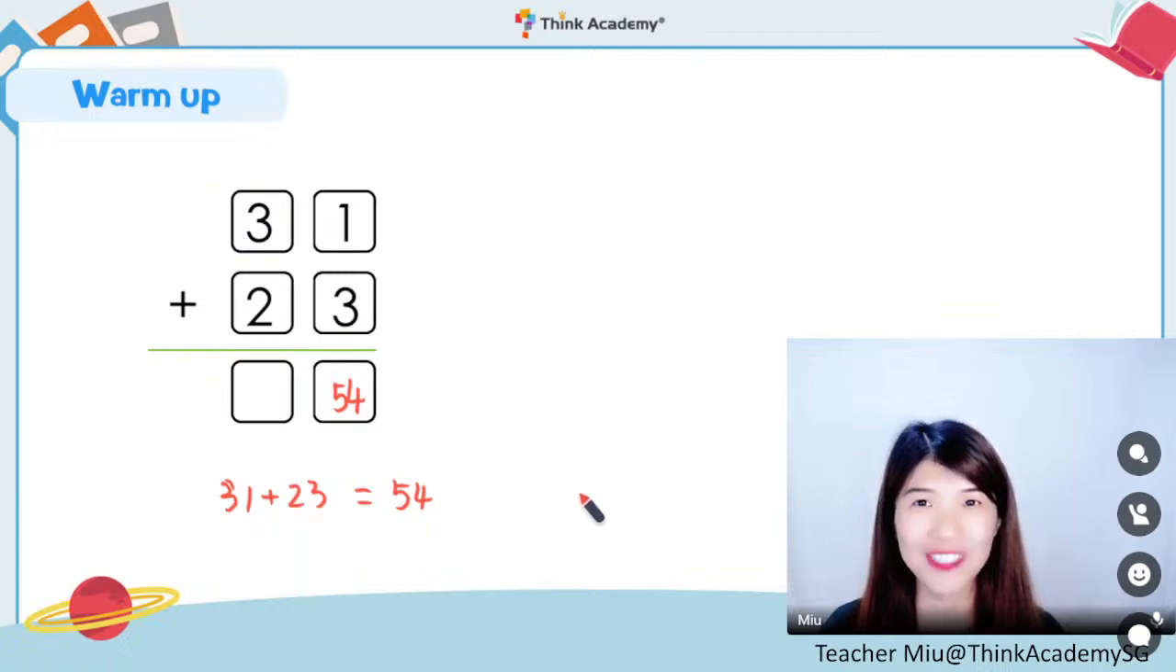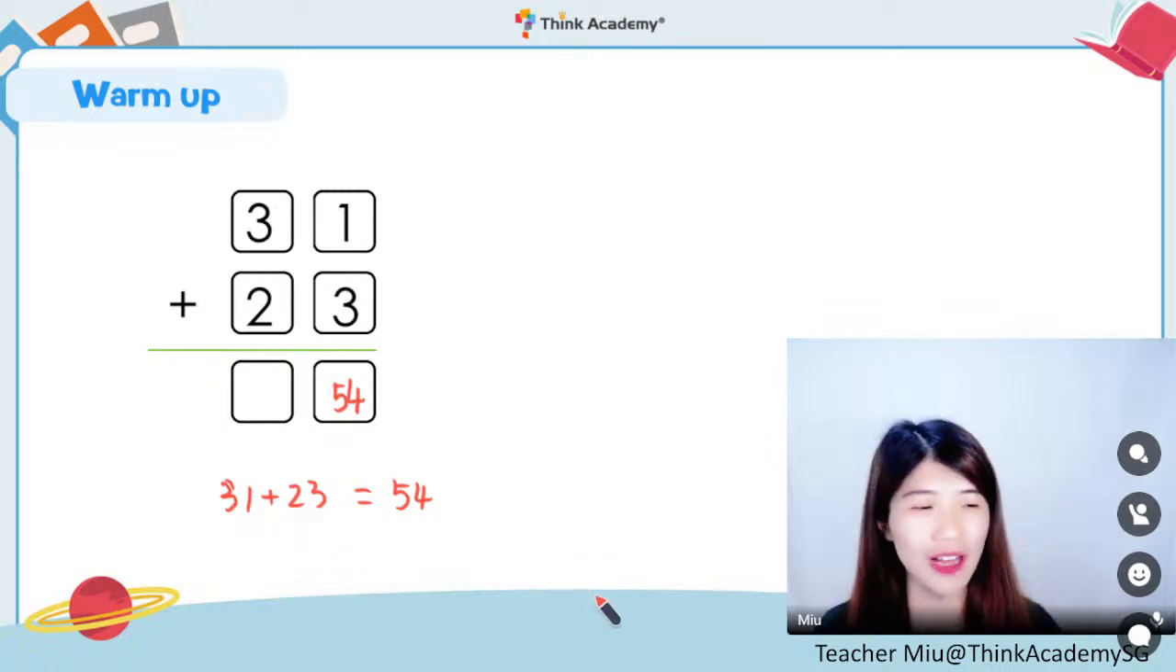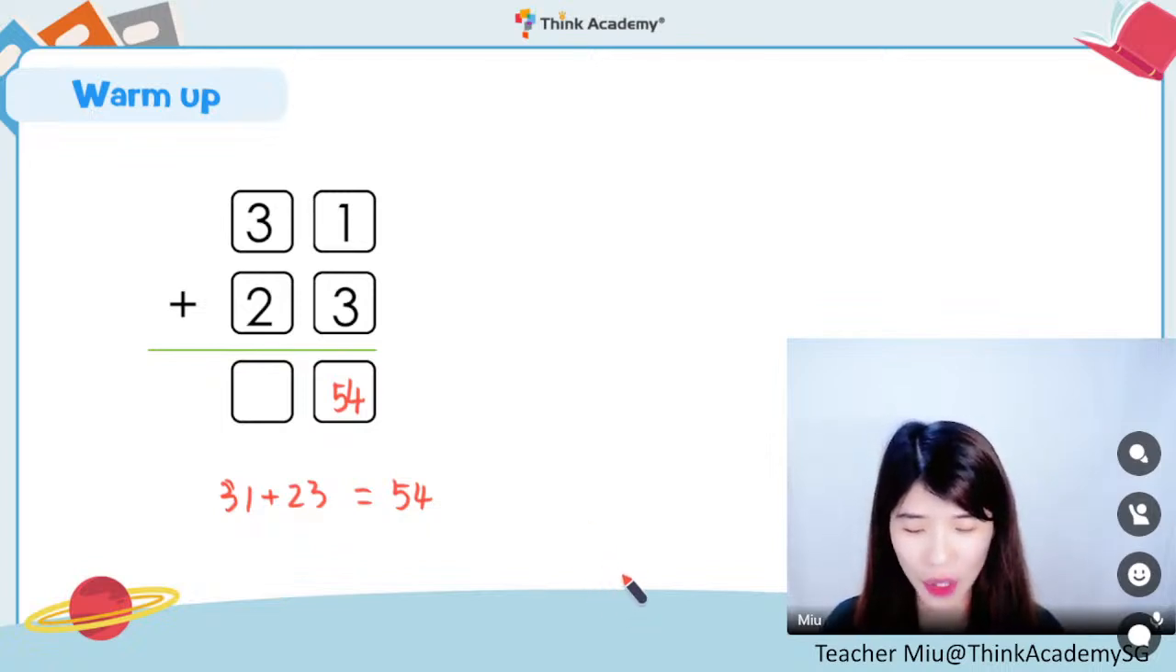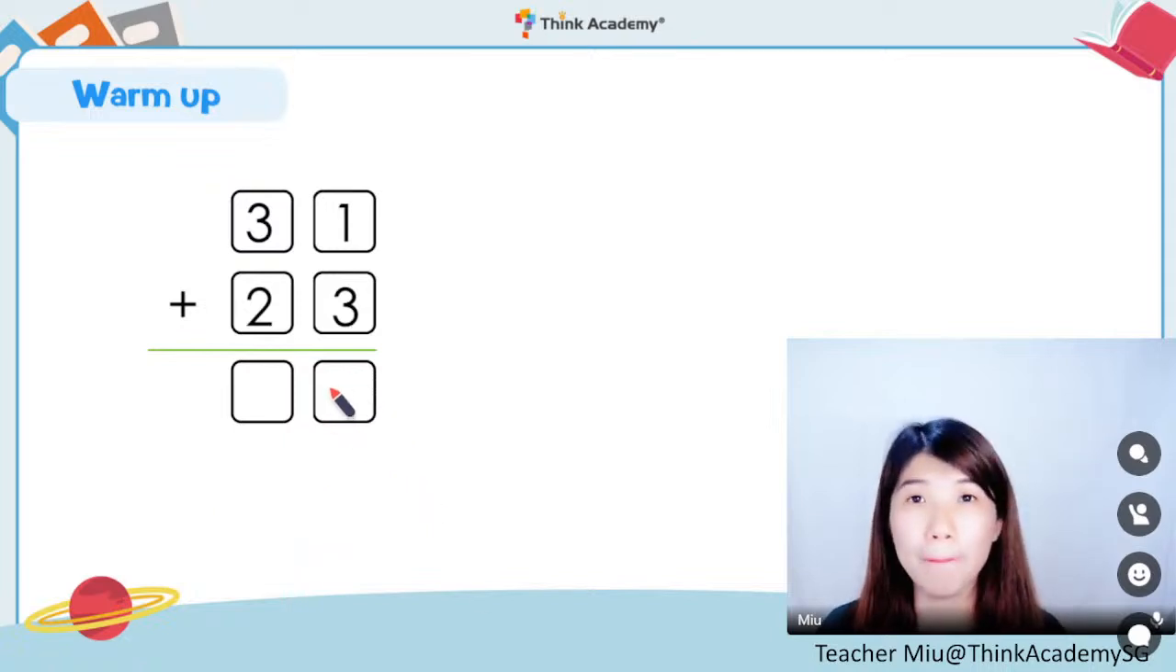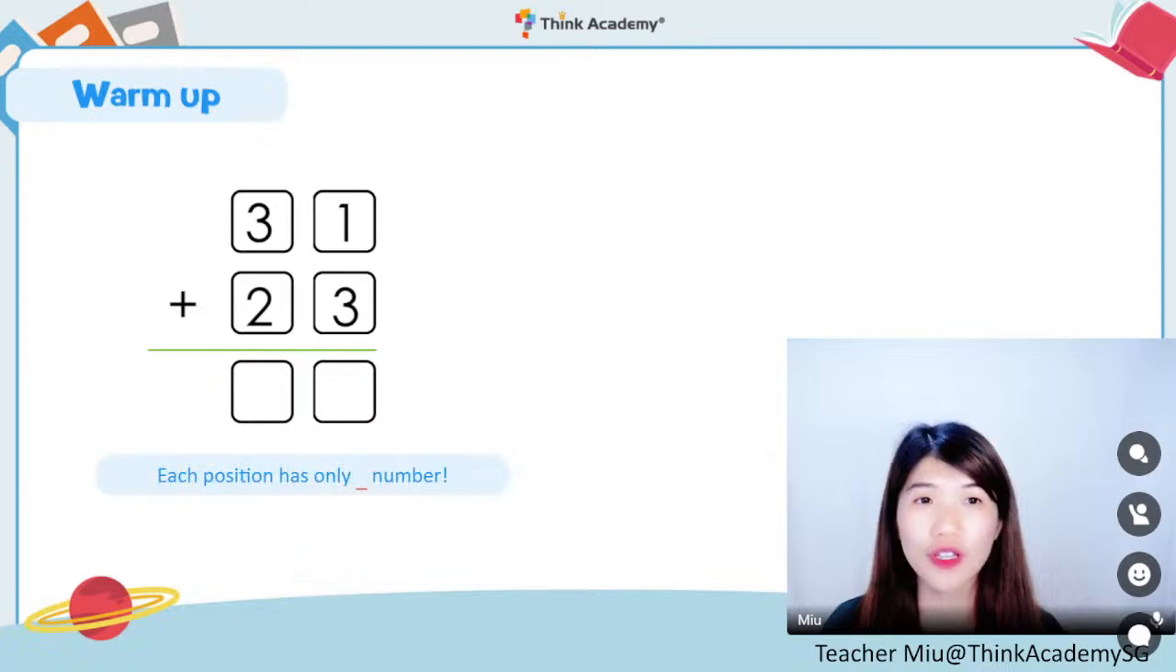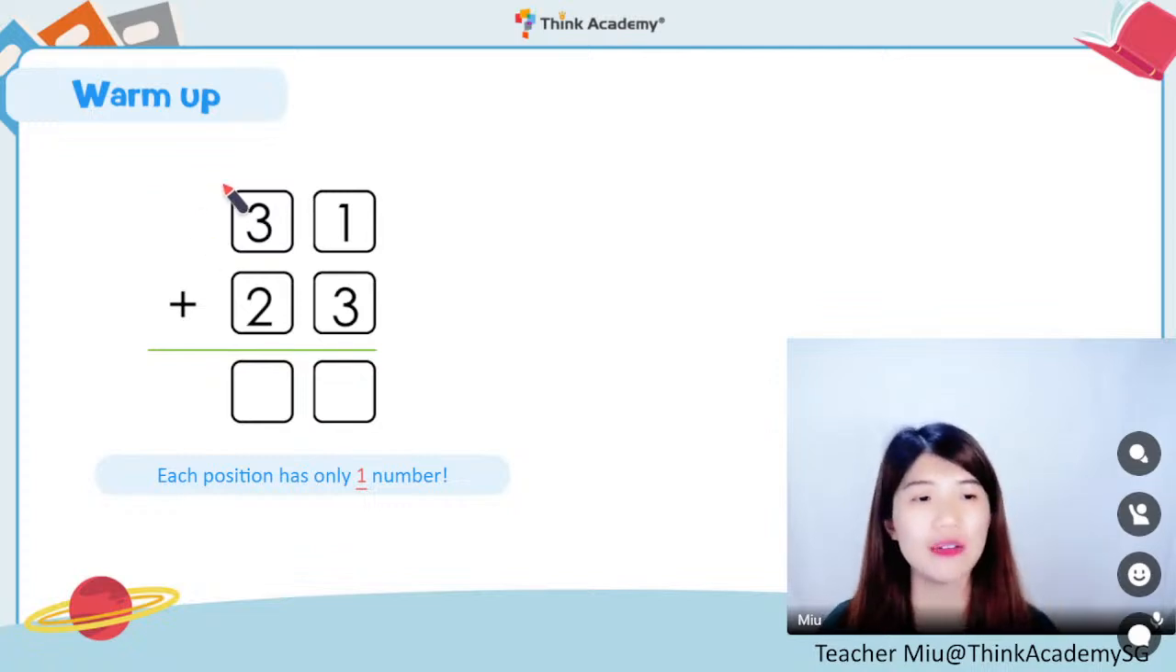No, what's wrong? What's going on? Okay, I can see a super long no. Why is it no? It is because for each of the boxes, we can only put one number. For example, for this box, you can only put one number. And for this box, you can also put one number. All right, if I can only put one number, then I will start here. So 3 plus 2 gives me 5. And then 1 plus 3 gives me 4. Am I correct?